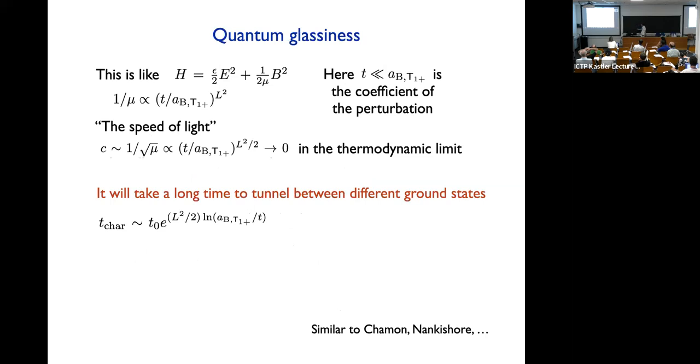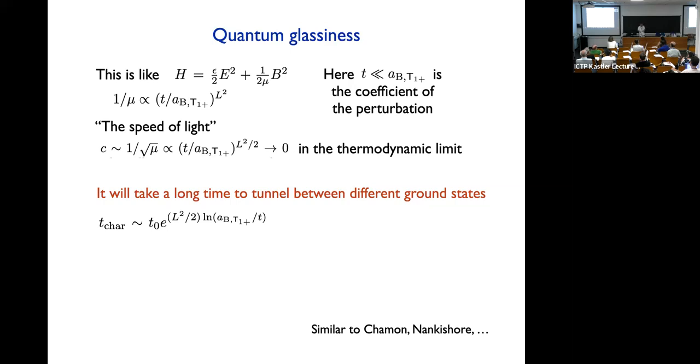So therefore, for any finite size system, your speed of light is finite. But when the system size becomes larger and larger, your photon becomes slower and slower. And in the end, photons are basically localized in the thermodynamic limit. And what that means practically is that it takes a very long time to tunnel from one ground state to the other. And that's basically the connection to this quantum glass-like behavior people talk about in the fracton phases. At low energy.